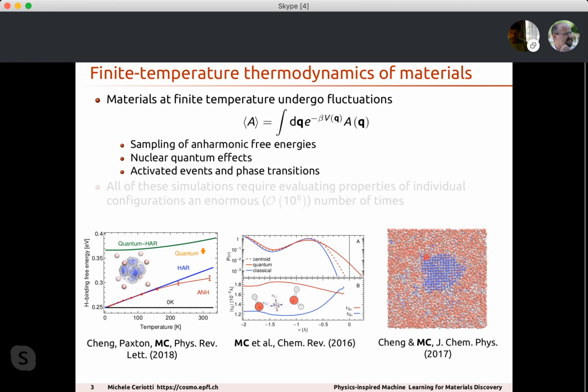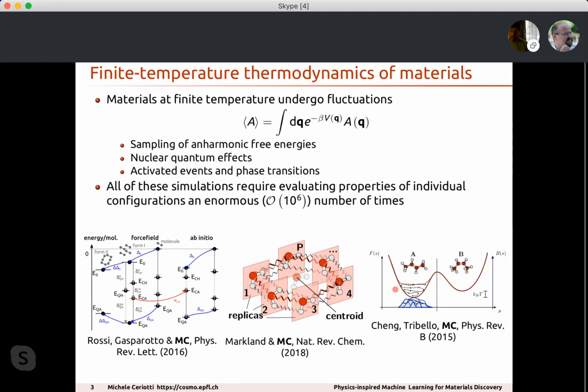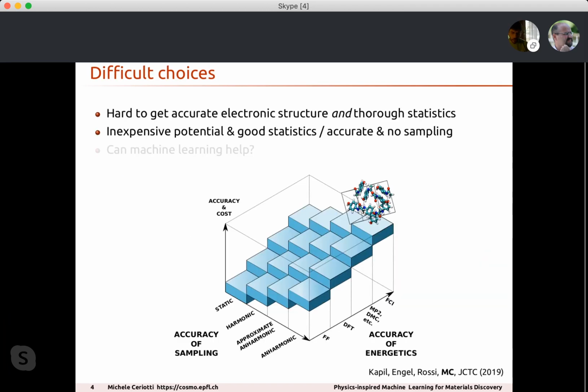And then if you want to study something like a phase transition, more often than not, you will have to study an activated event that is connected to the nucleation process. So every time you want to tackle problems of this kind, you don't need to compute properties of a single configuration of your system, but you need to compute properties over and over again, typically hundreds of thousands or millions of times. So the problem is that when you want to do this, you really need to find a compromise between the accuracy of the energetics that you need to compute.